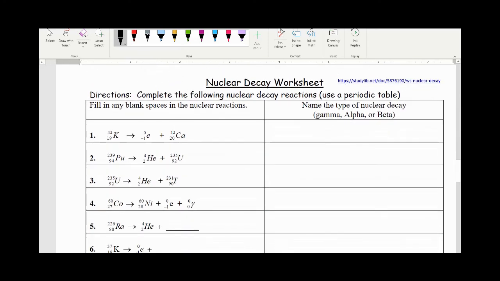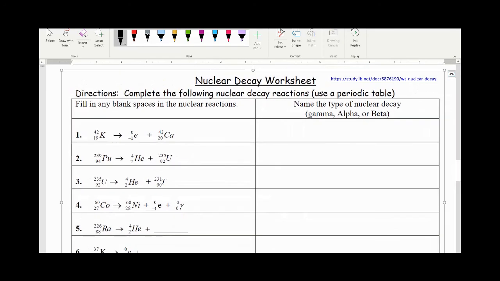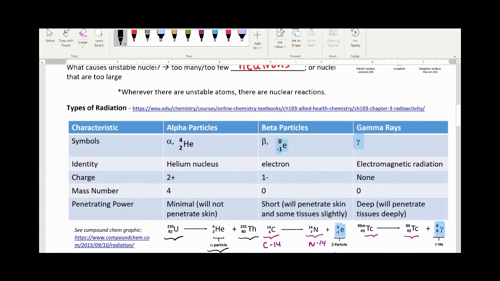All right, so anyways, nuclear decay. This is the one where we're talking about the alpha, beta, gamma radiation. And so these first few problems just ask us to name the type of nuclear decay. If we scroll back up to our little chart here, for alpha radiation, what you're looking for is a helium nucleus. For beta radiation, that's going to be an electron, 0, -1. And for gamma rays, that's just going to be a gamma symbol. And it'll often have 0 and 0 beside it because it has no charge and also no mass.